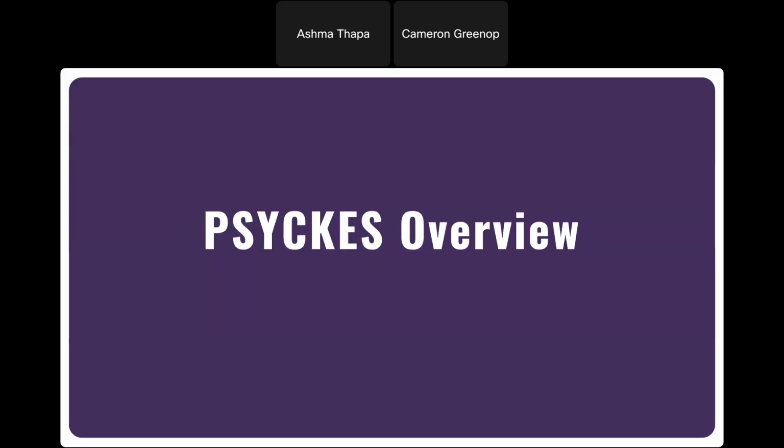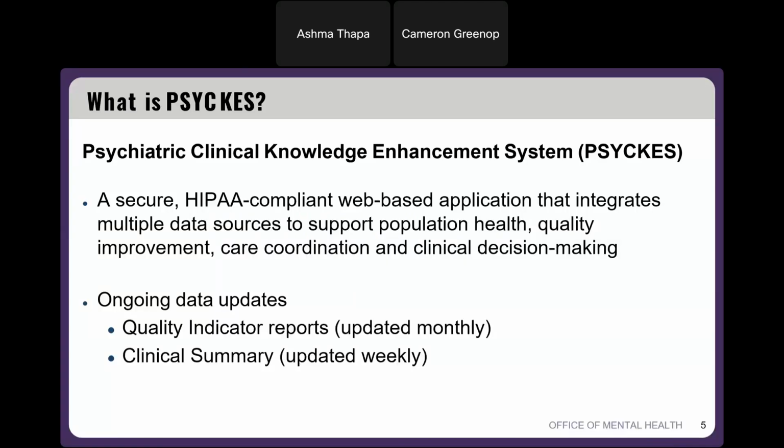All right, so let's begin with PSYCKES overview. So, what is PSYCKES? PSYCKES stands for the Psychiatric Clinical Knowledge Enhancement System. It is a secure and HIPAA compliant online application for sharing Medicaid claims and encounter data, as well as data from other state administrative databases.